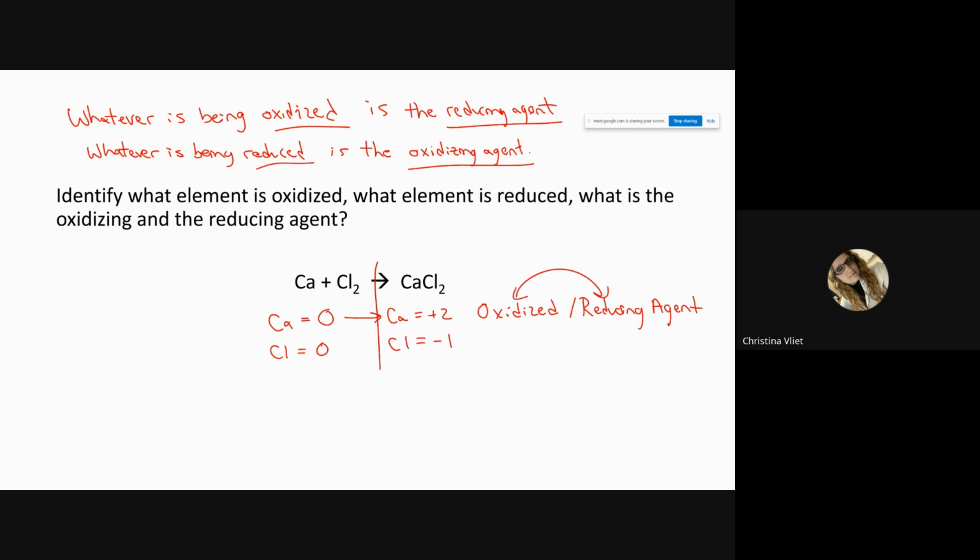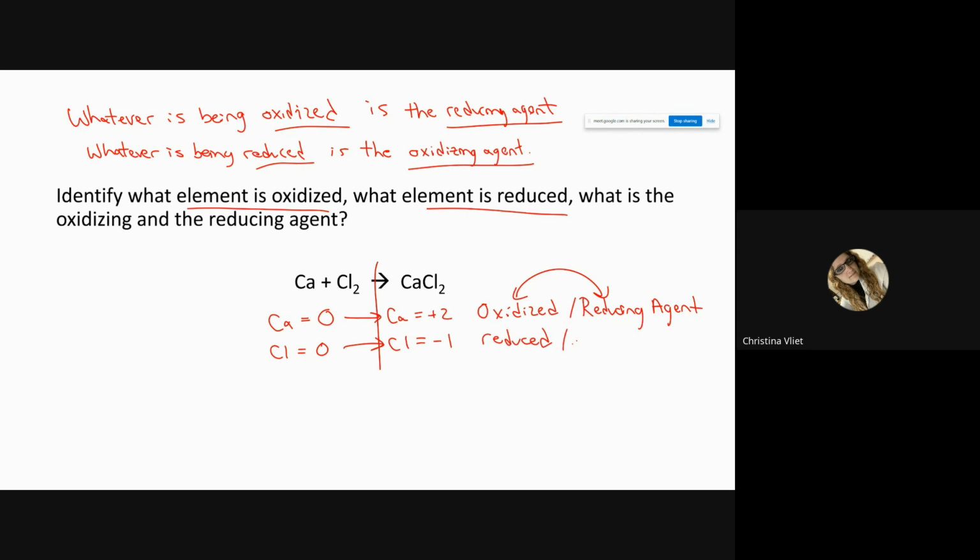Which means, what element is reduced? So we said the element oxidized is calcium. What element then has to be reduced? Once you know one, you know the other. Because if one is gaining, the other one is losing, and vice versa. So if we said calcium is oxidized, what does that mean about chlorine? Chlorine has to be oxidized or reduced? Reduced. So reduced, and anything that's reduced is known as the oxidizing agent.